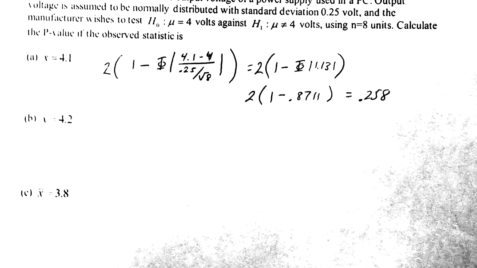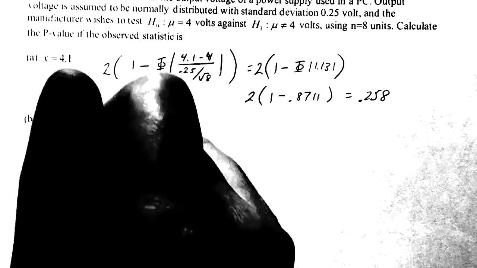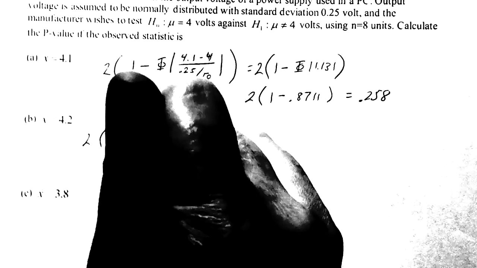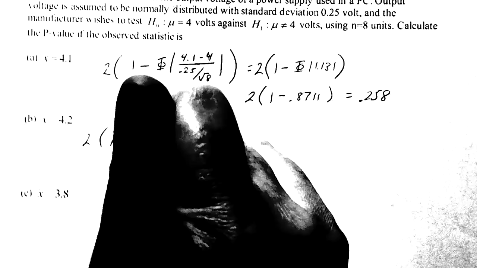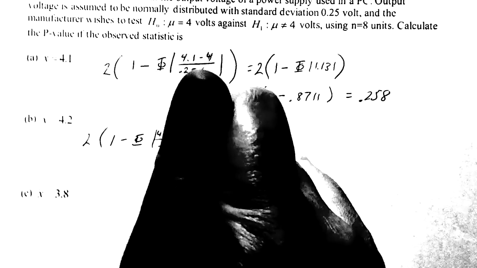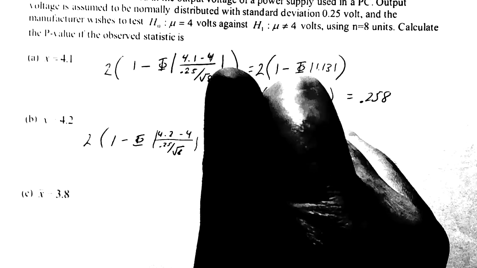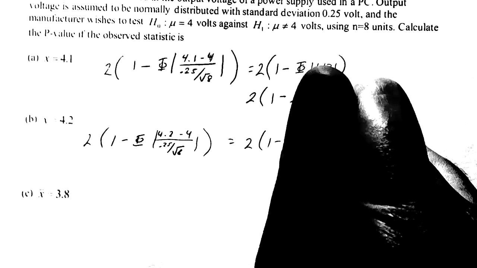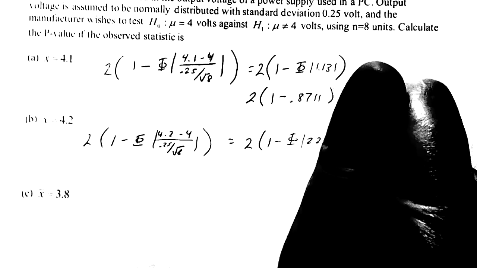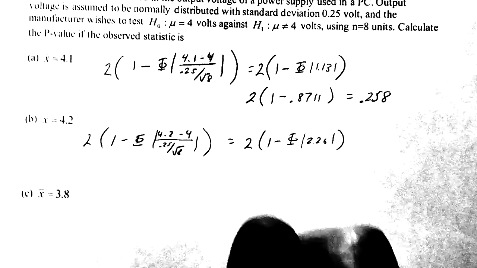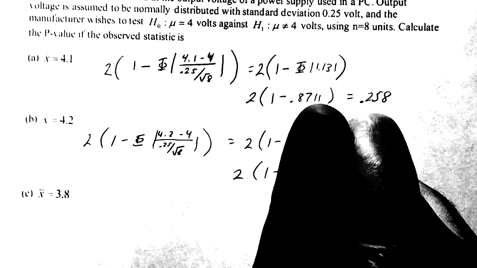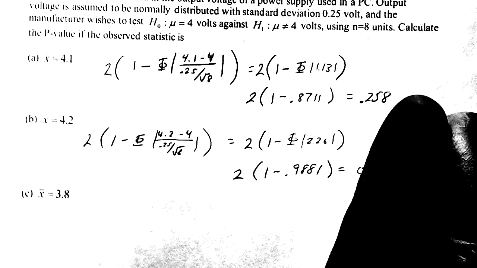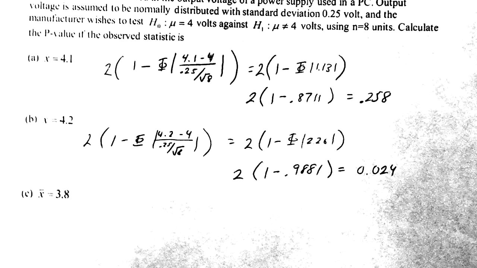So what about if your sample mean is 4.2? Well, here you have 2 times 1 minus the z-statistic, 4.2 minus 4 divided by 0.25 over the square root of 8. And that's equal to 2 times 1 minus the z-statistic value for 2.26. So we look up 2.26 on the table and we get 2 times 1 minus 0.9881. That is equal to 0.024.